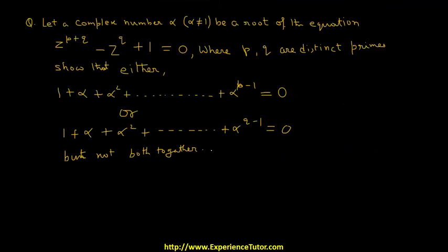Now we have a problem here. Let a complex number alpha, where alpha is not equal to 1, be a root of the equation z to the power p plus q minus z to the power q plus 1 is equal to 0, where p, q are distinct primes. Show that either 1 plus alpha square plus dot dot dot alpha p minus 1 is equal to 0, or 1 plus alpha square plus dot dot dot alpha q minus 1 is equal to 0, but not both together.